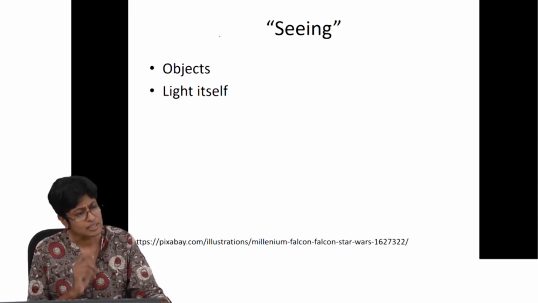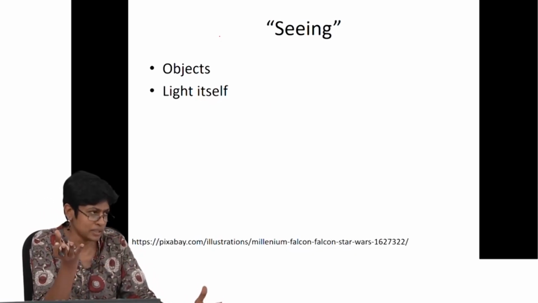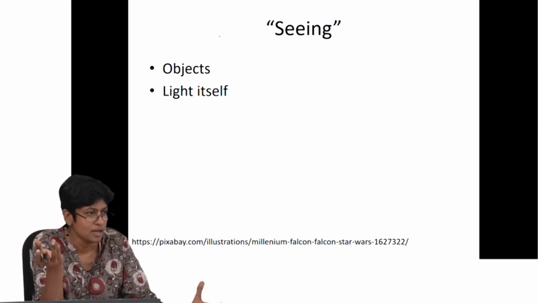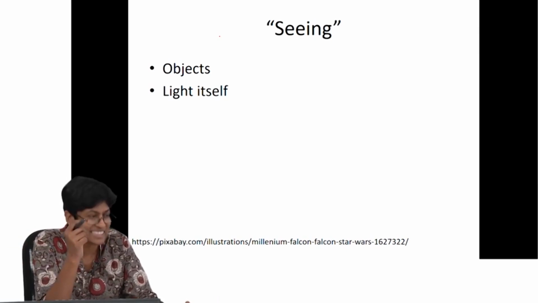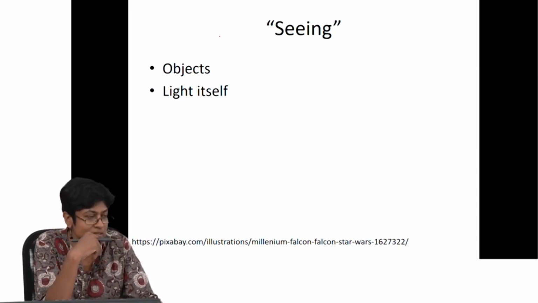Okay. So if my object is luminous, it's clear how we see. If it's not luminous, we need an external light source. But how do we see light itself? Okay, just a small aside to get you thinking. How do we see light itself?